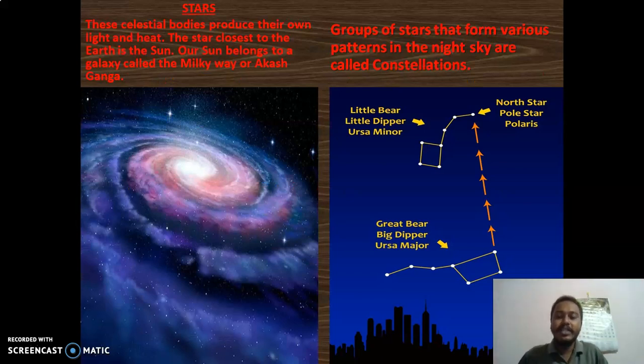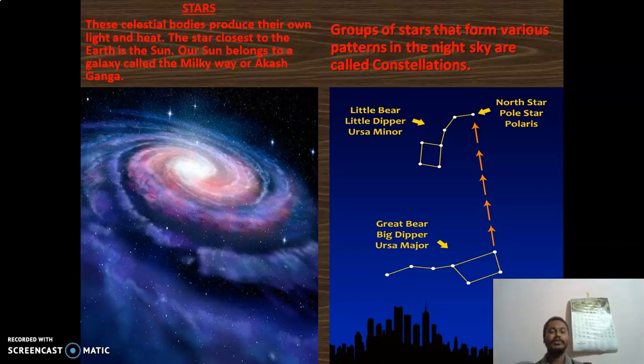Stars. Now stars are everyone's favorite. Everyone looks at the sky whether there are stars or not. These celestial bodies produce their own light and heat. The star closest to the earth is the sun. Yes, the sun is a star and it is the closest to us. That's why we can see it so big and so bright.